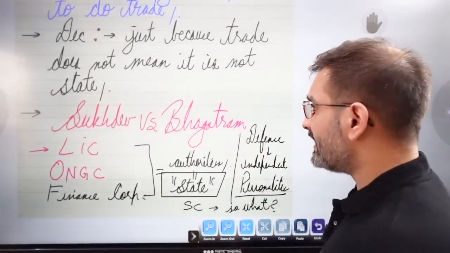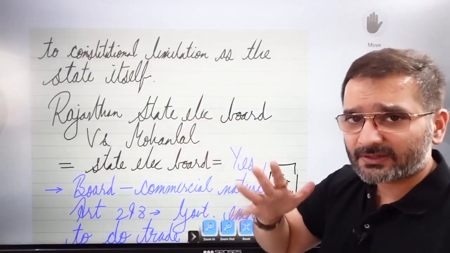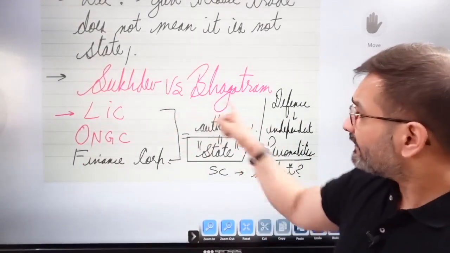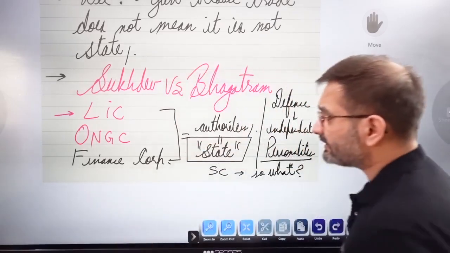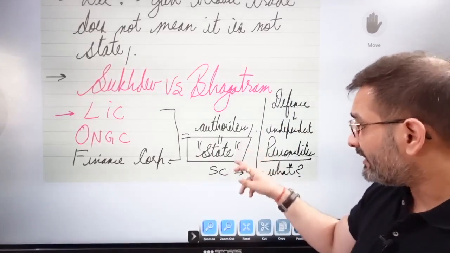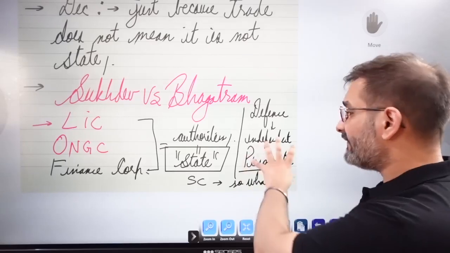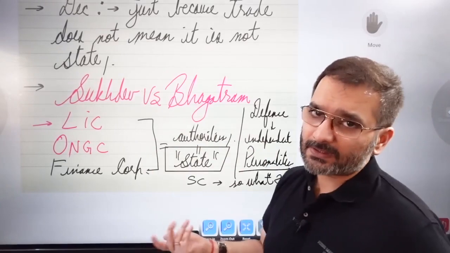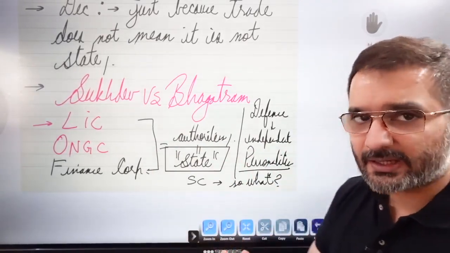Then we go to Sukhdev versus Bhagatram. This is a cardinal case law. Whether you mention this or not, I don't care about the rest, but this you have to mention, no matter what happens. Sukhdev versus Bhagatram. In this, LIC, ONGC and the Finance Corporation were authorities as defined under Article 12. So they fell under the word state. Their defense was, we are independent personalities, independent legal personalities. The Supreme Court said no, this argument will not work here.